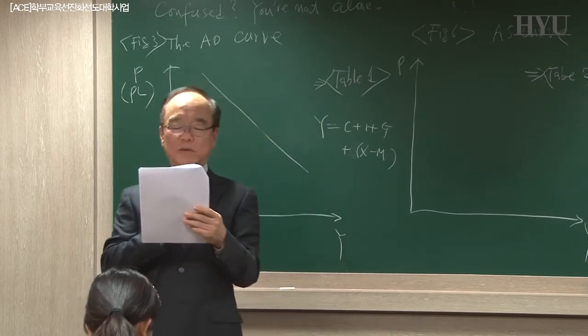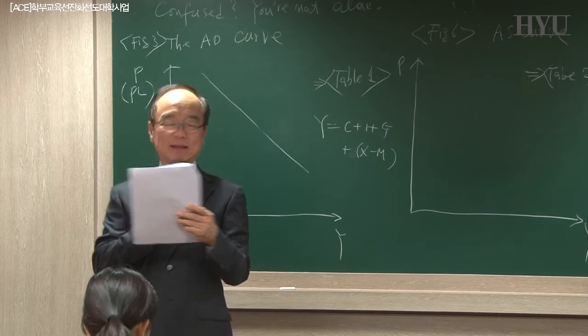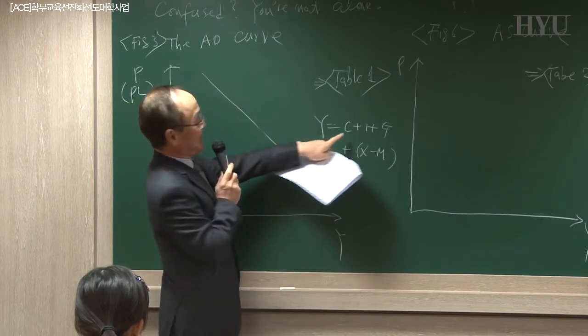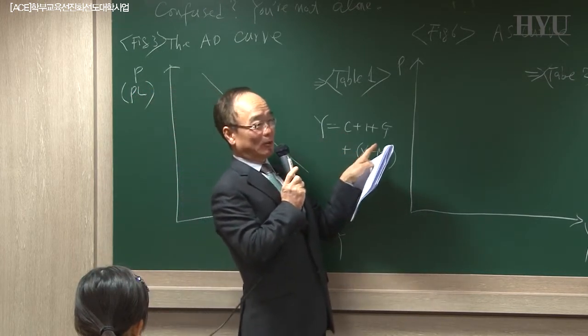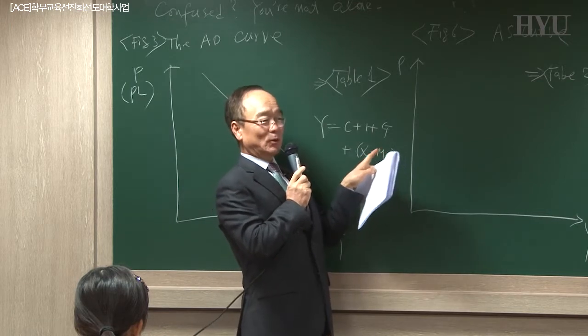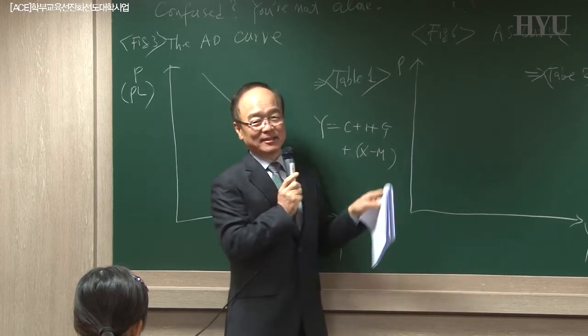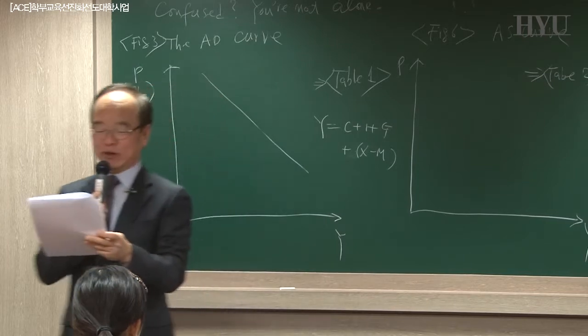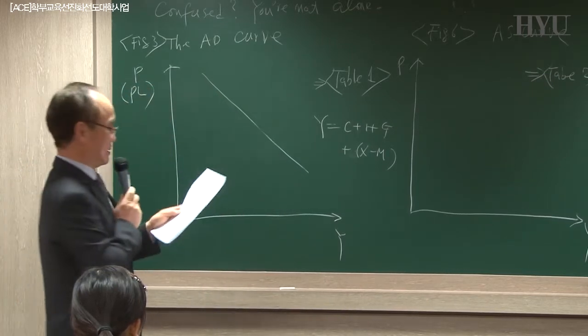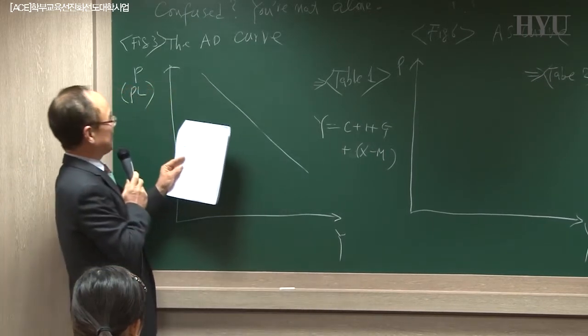So three effects: wealth, interest rate, exchange rate. Wealth is on C. Interest rate is on I. Exchange rate is on NX. Okay, so let's attack them one by one. We discussed this Monday, but let's just review this one.